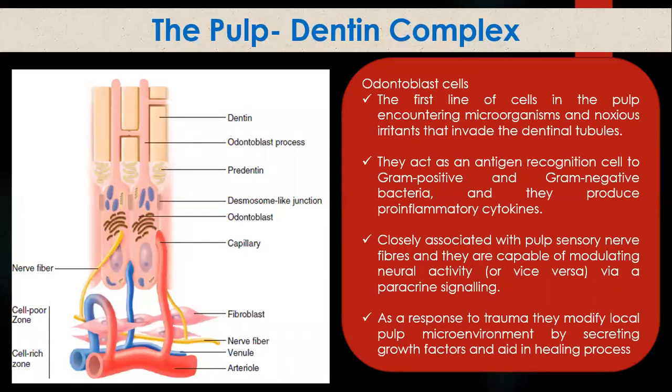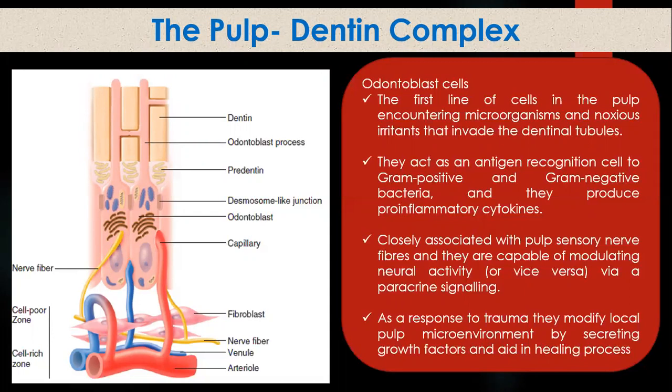First and foremost, we must know the pulp dentin complex. The pulp dentin complex basically consists of dentin, the odontoblastic process, predentin, the cell-free zone, and the cell-rich zone, where the free nerve endings enter the odontoblastic process inside. If we talk about the odontoblastic cells, they are some of the most unique cells that we have in the dental pulp, and they are the first line of defense cells which the pulp will encounter.